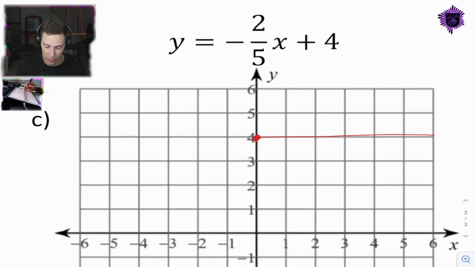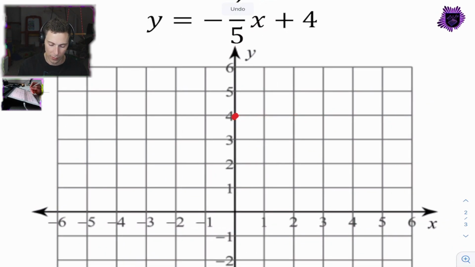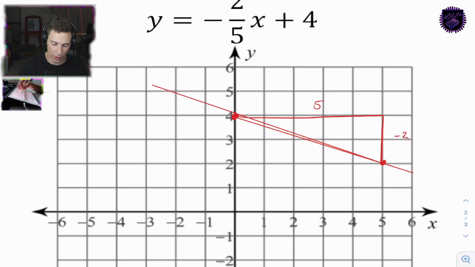Oh, that's all the way across the graph. No, that's 6. Forward 5: 1, 2, 3, 4, 5. There's my 5, and then down 2: 1, 2. There's my -2. That's my next point, and I can grab my ruler and draw those 2 points.